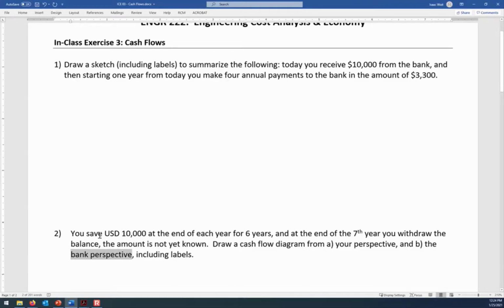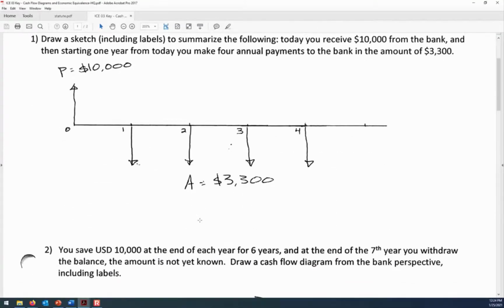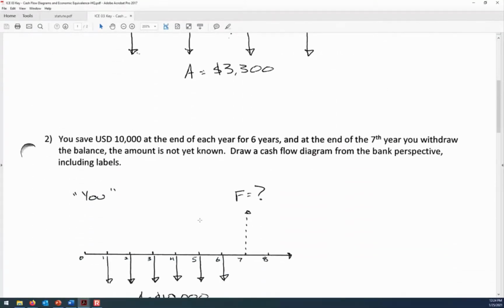And save has 2 meanings, right? It means making deposits to an account, which is an outflow for you. And then save could also mean that it's an expense you no longer have to pay that you used to pay. Remember, I was talking earlier about that, if your heating costs go down because you insulate the warehouse. The save that it says here is you're depositing money into a bank. And so that's an outflow from your perspective. So let's take a look at what this cash flow diagram should look like from your perspective.